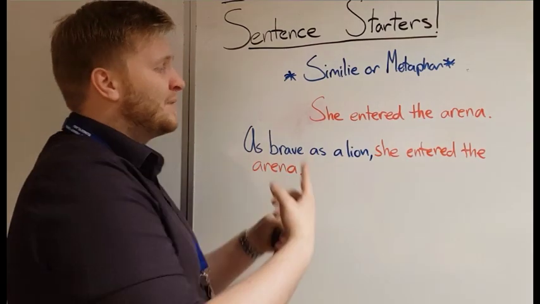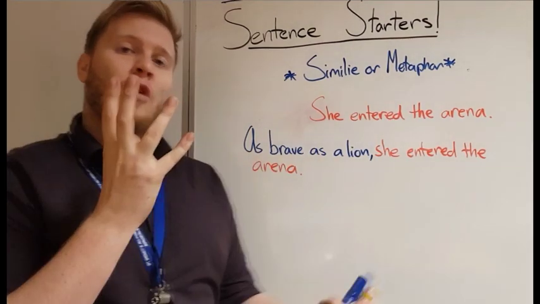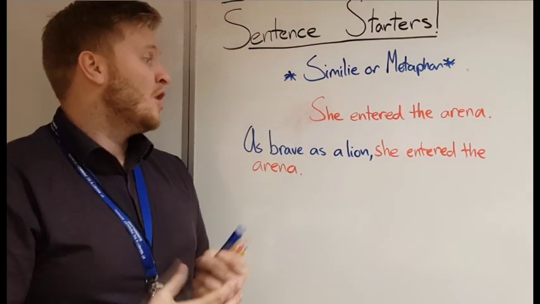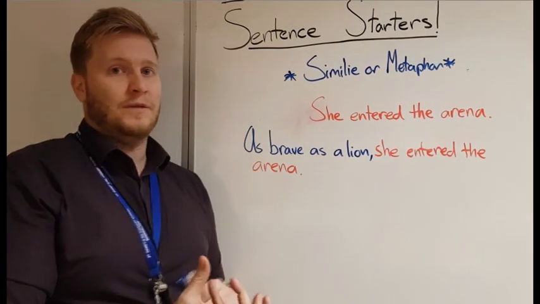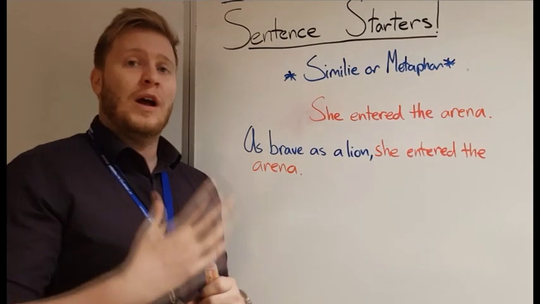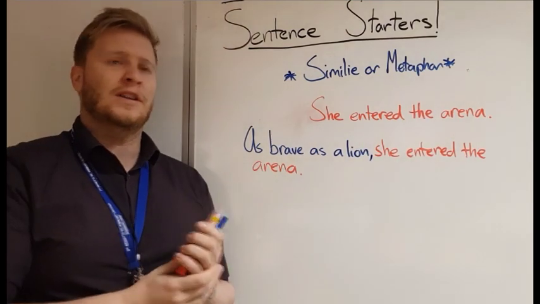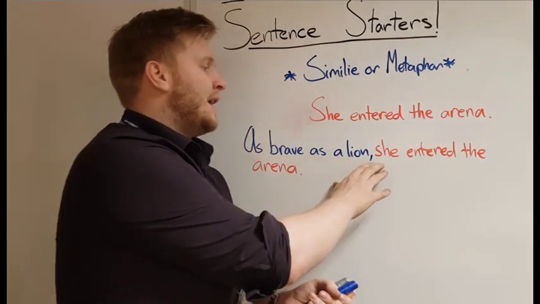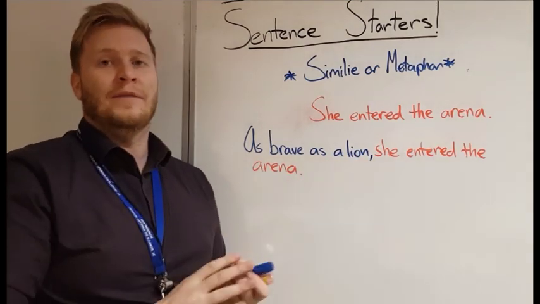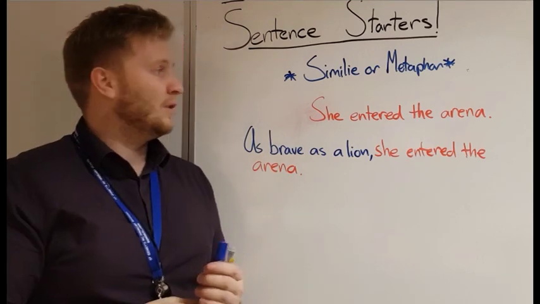Because on the flip side, we could change that. It could be: as timid as a mouse, she entered the arena. And that completely changes the sentence. So adding this more information keeps the reader involved, paints a better picture for the reader in their head, and that's why we use them. Again, it's got a comma to separate it from the main clause. So everything that we've looked at so far that we add at the start of the sentence is sectioned off with a comma, okay, to separate it from the main clause of the actual sentence.